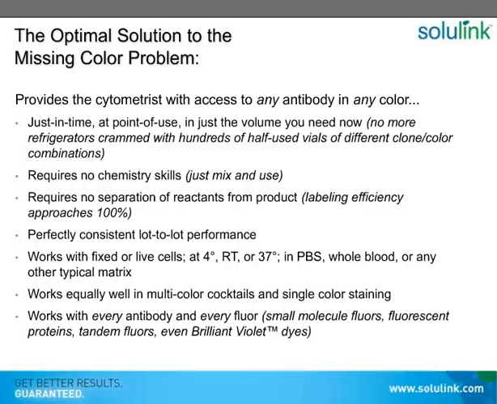If one is going to label small batches of antibody at time of need, the technology to do that necessarily needs to give you perfectly consistent lot-to-lot performance. If you label 1 batch today and another batch 6 months from now, you want the 2 batches to perform absolutely equivalently. Finally, you need it to work in a wide variety of conditions that are common in cell biology research, anywhere from 4 degrees Celsius to 37 degrees Celsius, and in any level of complexity of matrix from PBS all the way to whole blood.